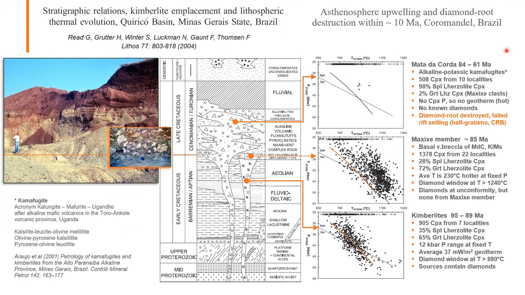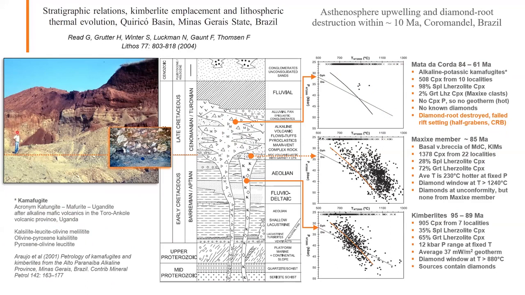For those of you who are not familiar with the term kamafugite, it's an acronym for katungite, mafurite, ugandite, after the alkaline mafic volcanics in Angola, in Uganda, in the African Rift Valley. And that's quite a useful coincidence, because the setting that we associate with these Mata da Corda volcanics at this time, 84 to 61 million years, is basically a failed rift setting. These Mata da Corda volcanics occur in half grabens, and they are also associated with carbonatites, just like the case for kamafugites in Uganda, in the African Rift Valley.